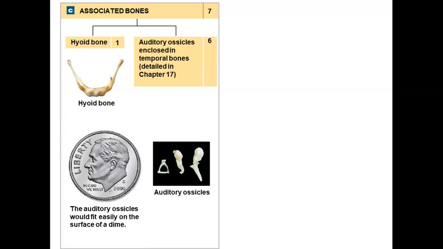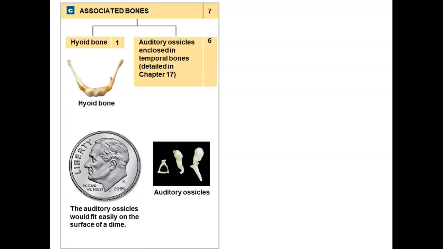Next, with the associated bones, you have what's referred to as the hyoid bone. That hyoid bone is the bone that is actually not articulating to any other bone in the body. It's attached through ligaments and things like that, and your tongue is attached to it. Next, you have your auditory ossicles, and those are within the ear canal, and there are going to be 3 on each side.